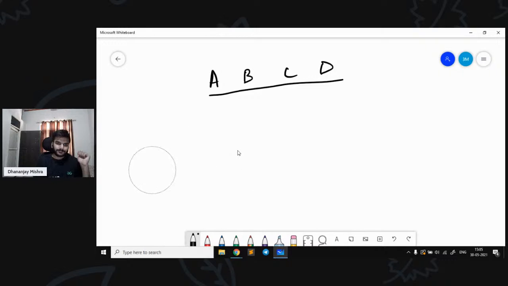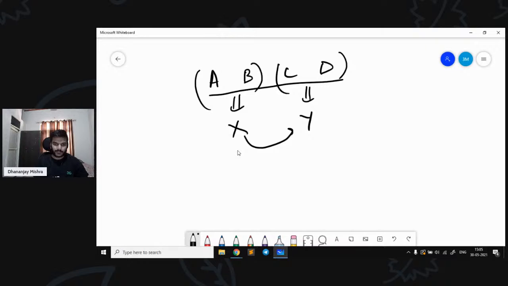Similarly, if you have four matrices A, B, C, D, you can multiply A, B together and then multiply C, D together. This will give you a single individual matrix, let us name it X, and the other one Y. After that, you have to again multiply those matrices. So this is one way of multiplying.